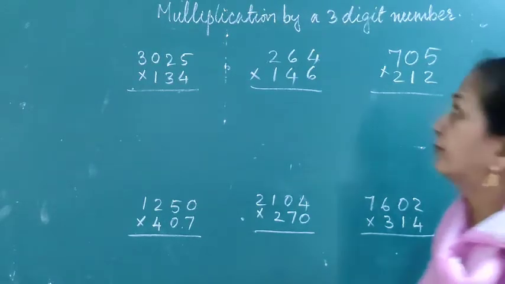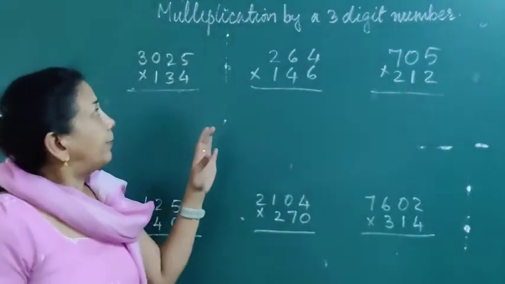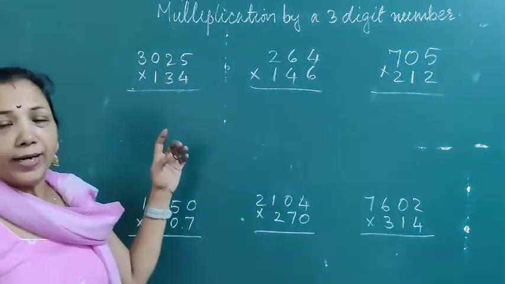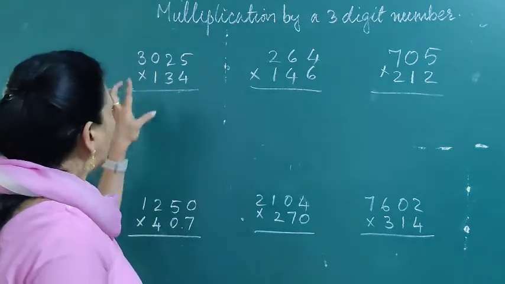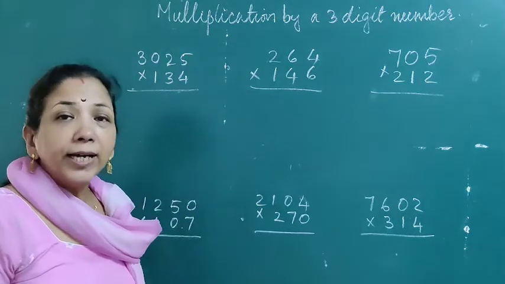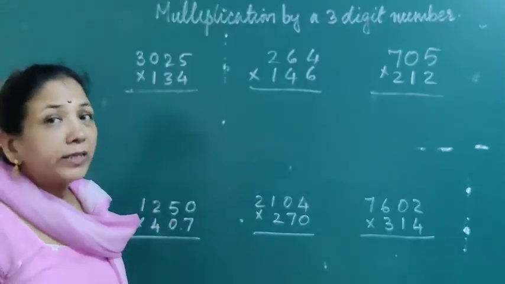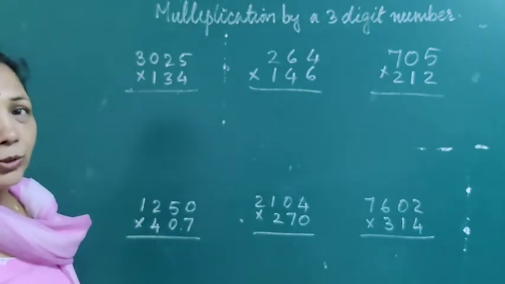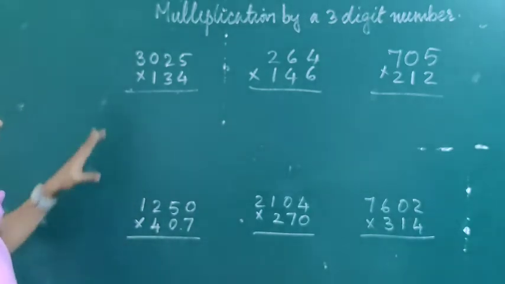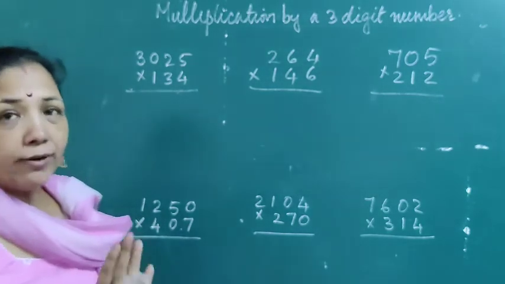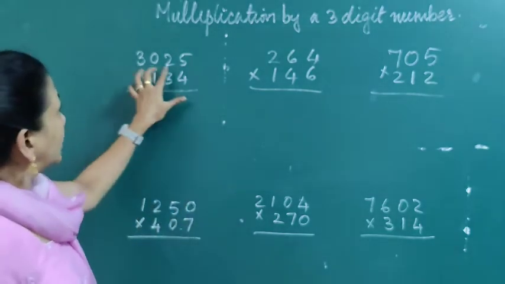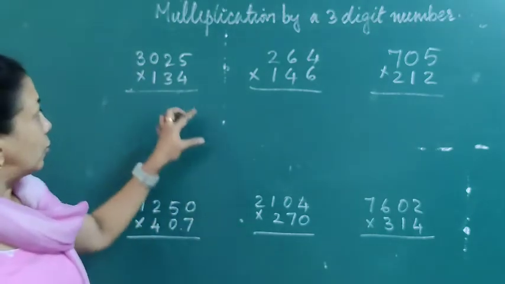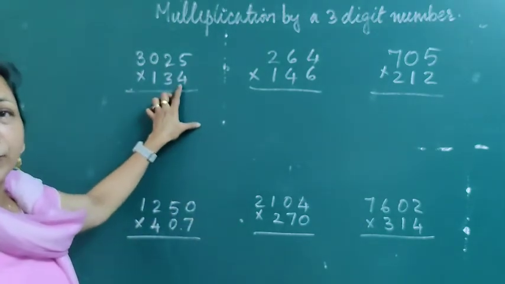Now I will show you multiplication by a 3-digit number. How to multiply 4-digit by 3-digit numbers. With a 3-digit number we have to multiply. Already I had shown with the 2-digit number how to multiply. Here always start from the right side. 3025 multiplied by 134. So which number comes in the ones place?